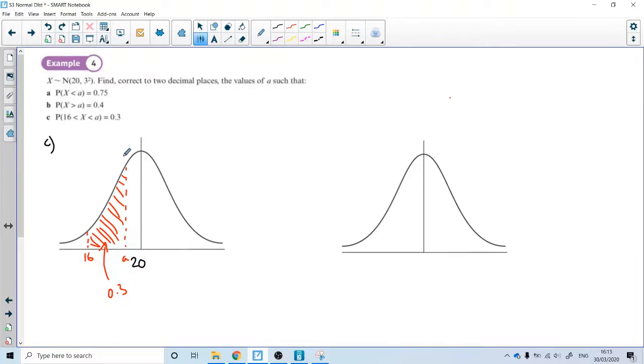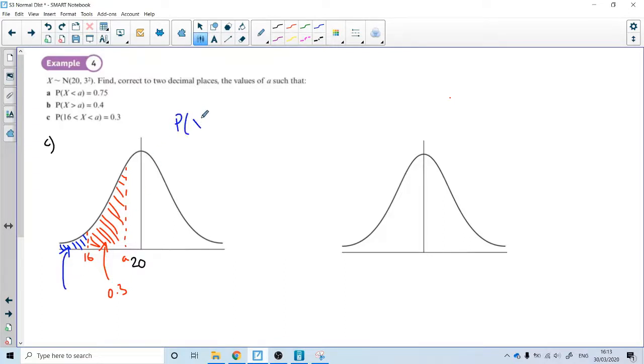Well, the problem is we can't use the inverse normal function on our calculator, because in order to use the inverse normal function on our calculator, we need to know the total probability to the left of a or the total probability to the right of a. And at the moment, I don't know the total probability because I don't know this part here. So let's work out what this probability here is to the left of 16, because then we will know the total probability to the left of our unknown value that we're trying to find. So we'll be able to use our calculator and the inverse normal function.